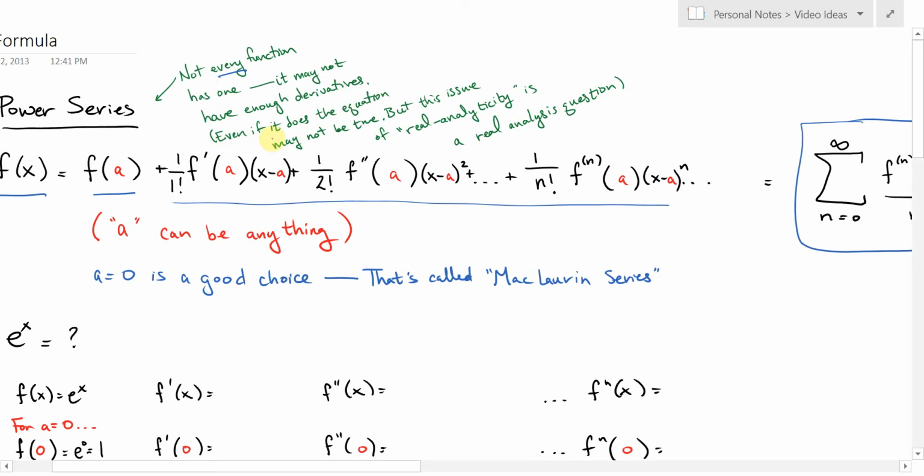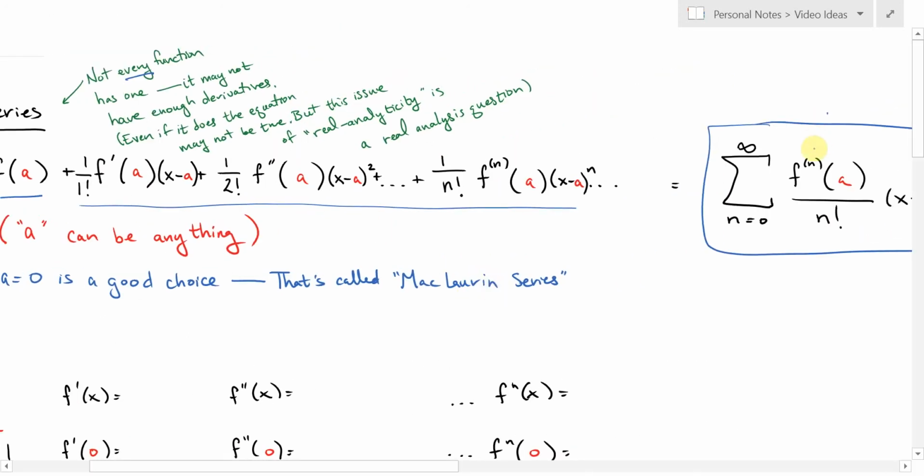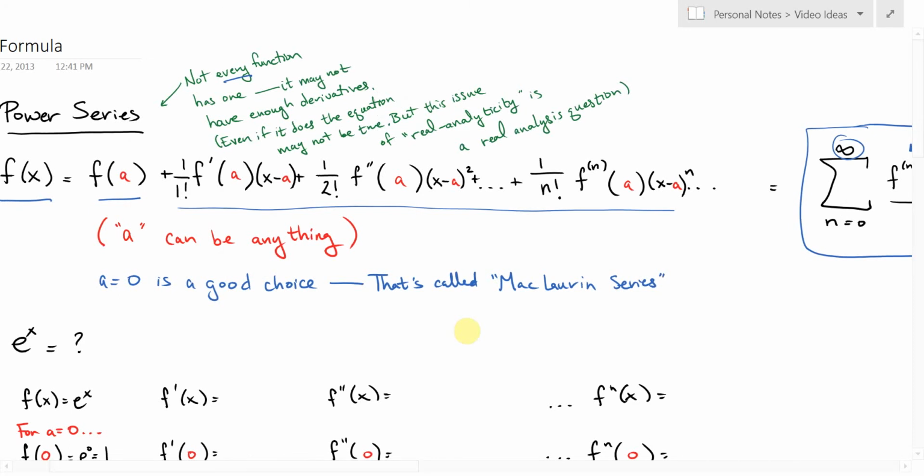And by the way, even if, for a given function, it does have as many derivatives as you need, which I guess is infinitely many derivatives, right? You just keep going off to infinity. Even if you have infinitely many derivatives, writing down this power series may not give you the function that you started with. But that's not a question I'm going to really address here because it's more of a real analysis question. But a function where you can define the power series and it does equal the function is called a real analytic function.